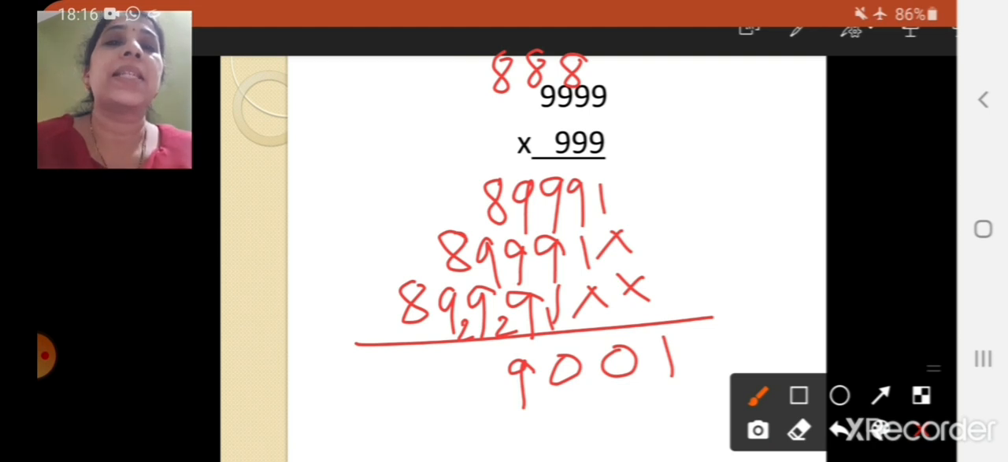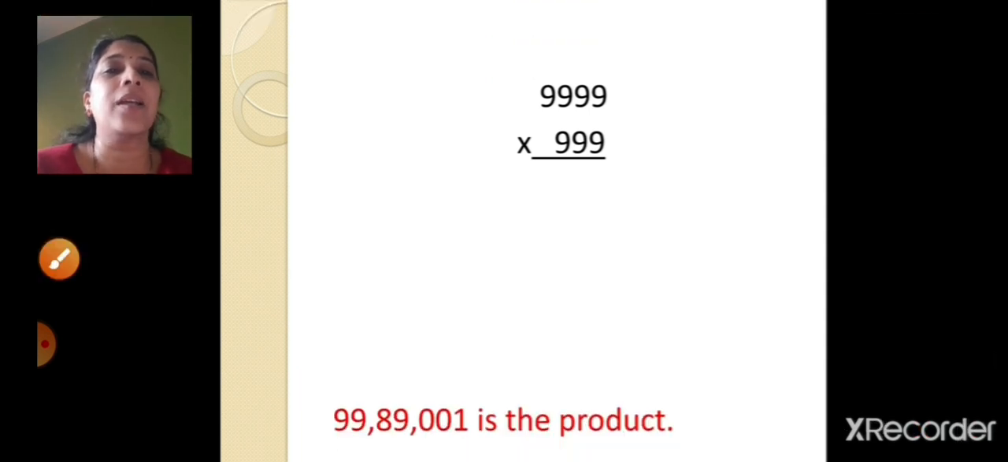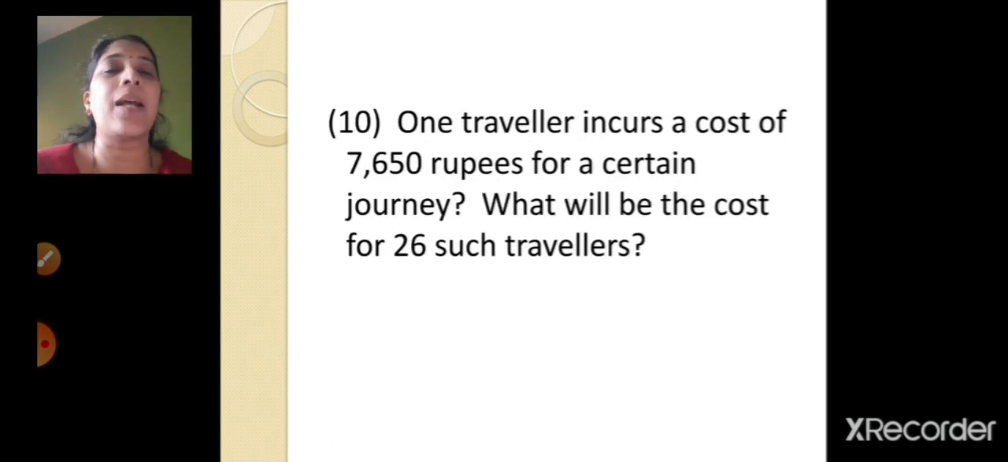8 plus 9 is 17. 17 plus 9 is 26. And 26 plus 2 is 28. So 8 written down, 2 carried over. 8 plus 9 is 17. 17 plus 2 is 19. So written down 9. And 8 plus 1 is 9. So your answer is 99,89,001. Right? So you will write the answer as 99,89,001 is the product. Right? So let's move to the next sum.